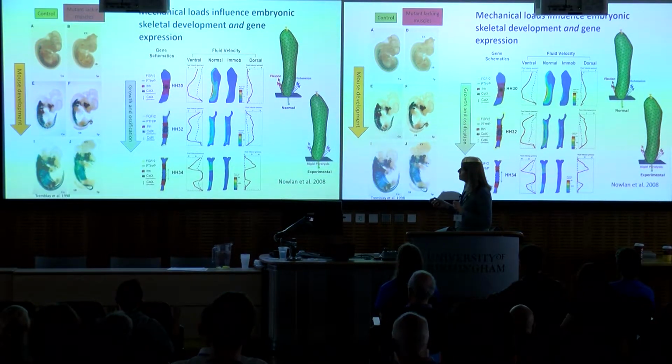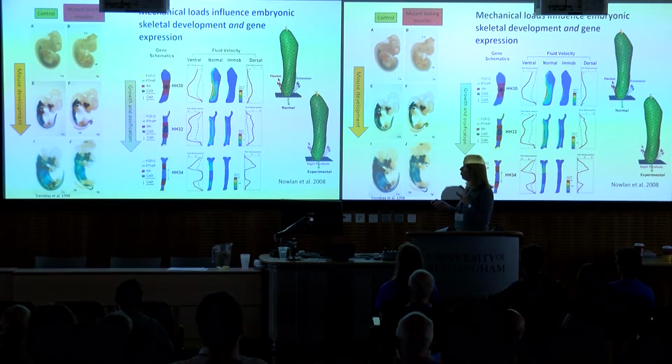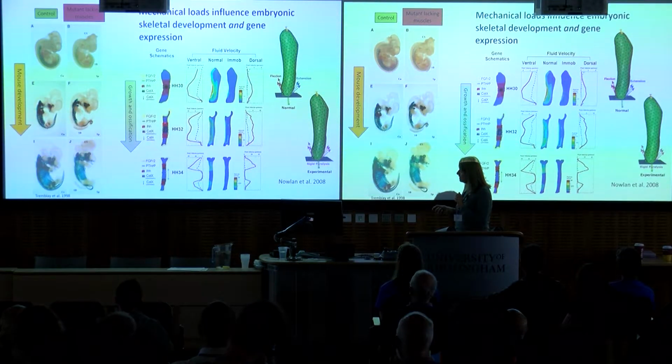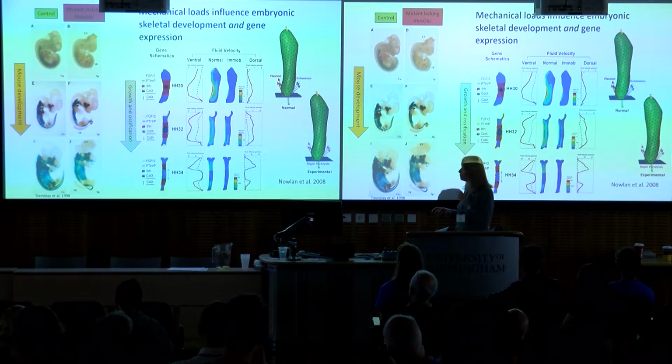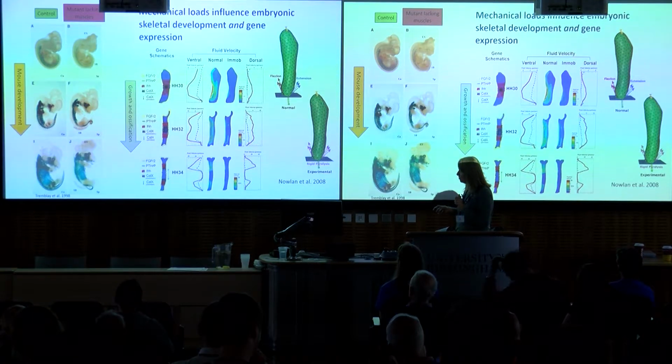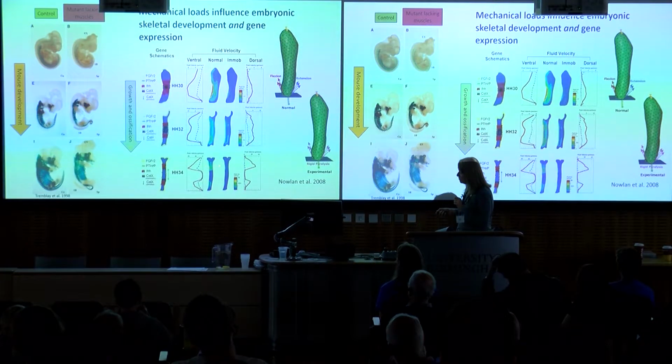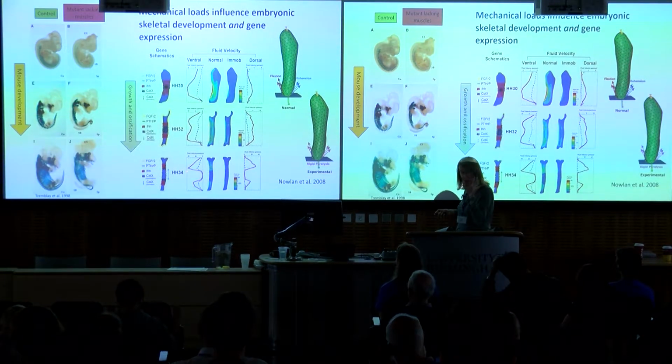And what we find in these models is that the strains and the fluid velocities within the normal model tend to localize where we see the expression of putative mechanosensitive genes, and it also tallies with where we see the ossification front. So this chick element is proceeding through development, and here's the ossification front. The bone's starting to ossify in the center of the diaphyseal shaft, and it's proceeding towards the epiphyses.